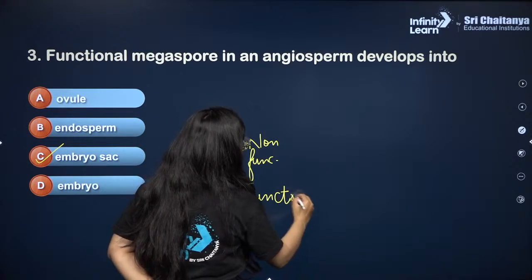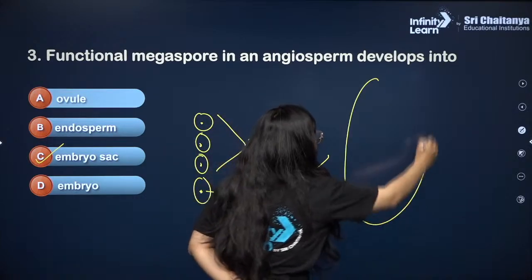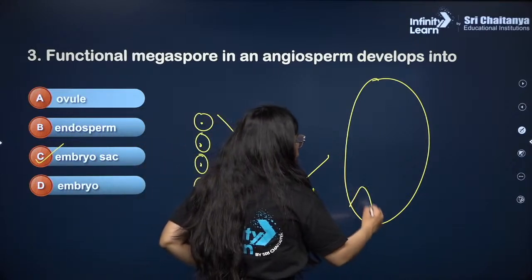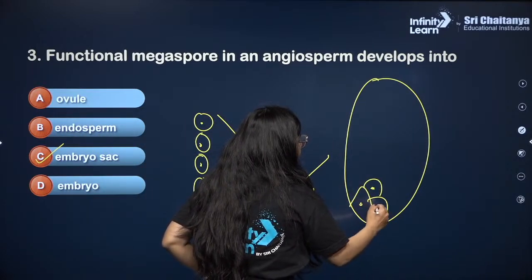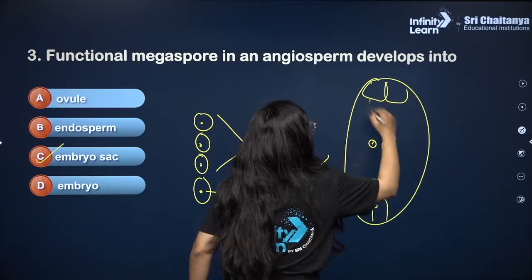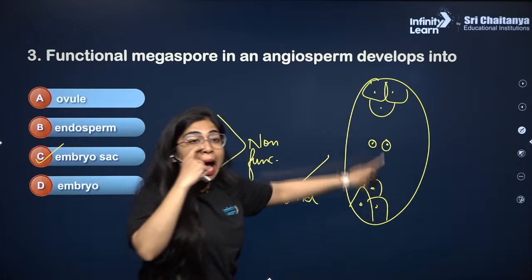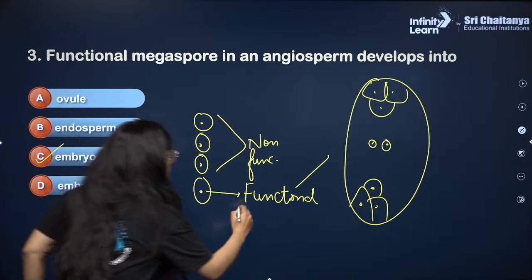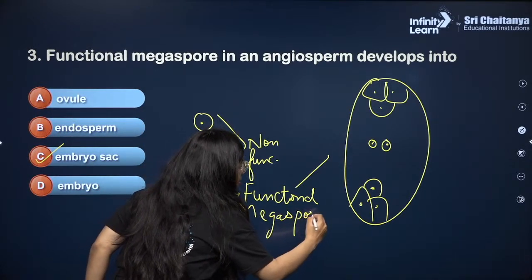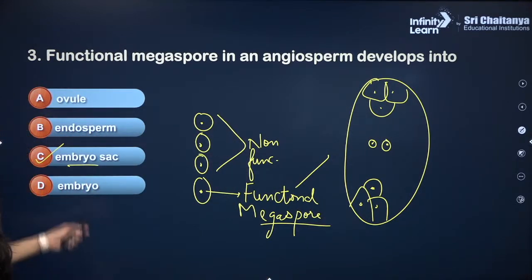Everyone, it is this functional megaspore which forms the complete embryo sac. It is this embryo sac which has my egg apparatus, which has my polar nuclei, and the three antipodal cells. So this embryo sac was actually made up of this functional megaspore. So my answer is option number C here.